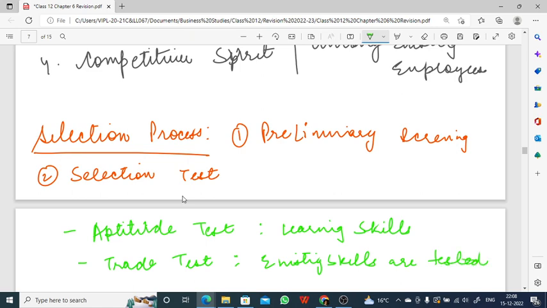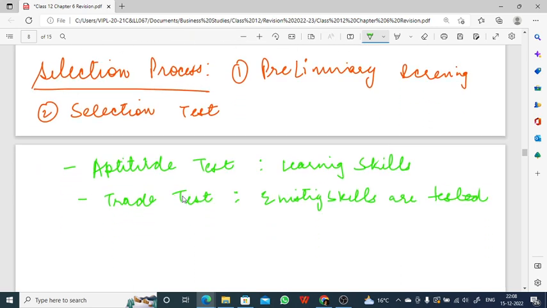Okay, then there is the personality test. When I'm talking about the personality test, I'm basically talking about how the person carries the emotions and the reactions.